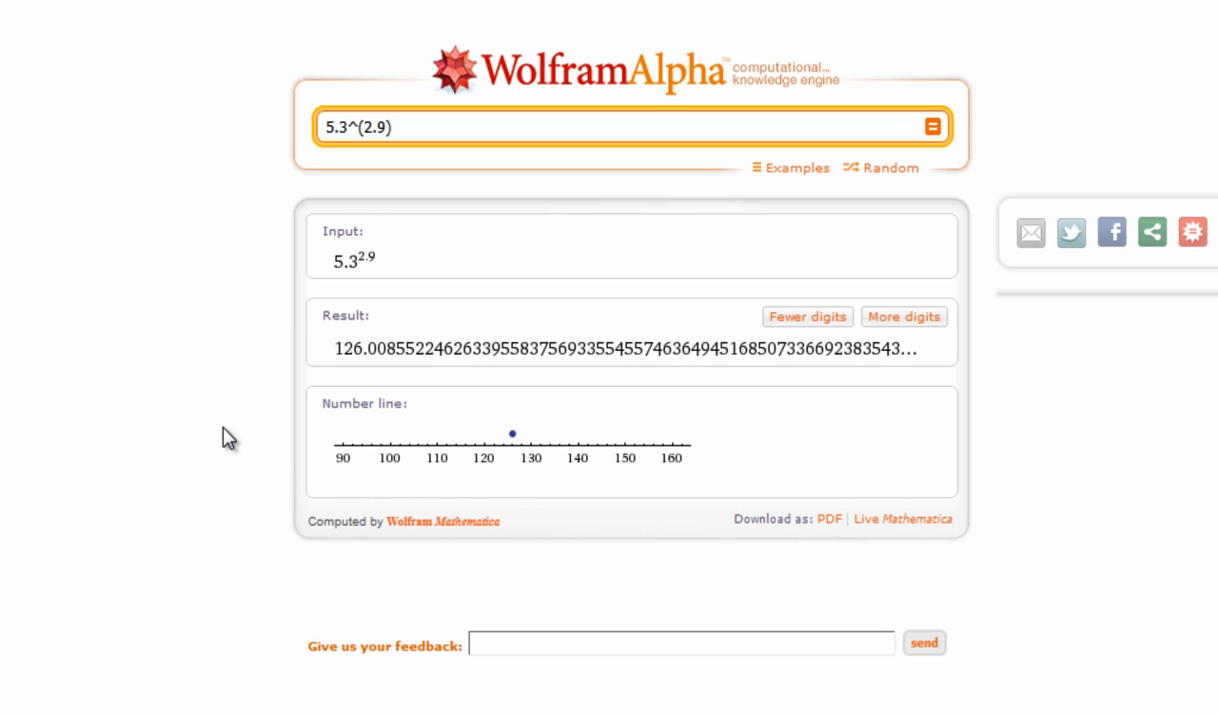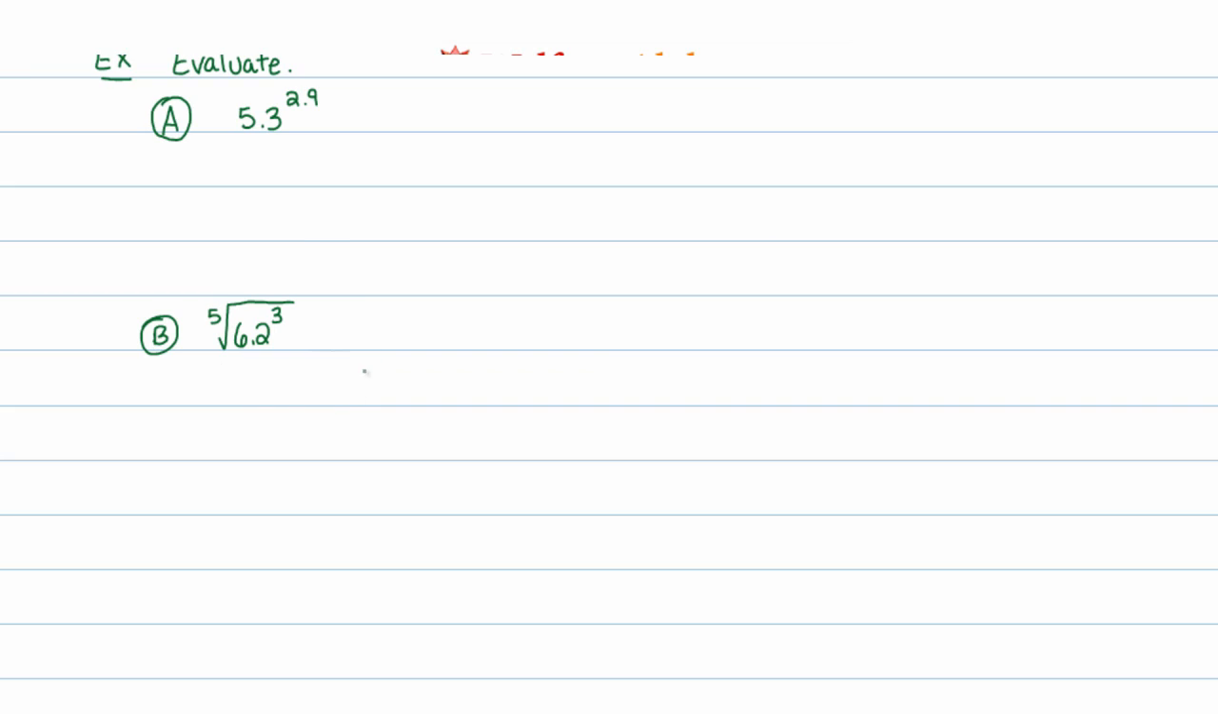But let's go ahead and round this to the nearest hundredth. So let's do 126.01. So I'll just write this in here, roughly equal to 126.01.